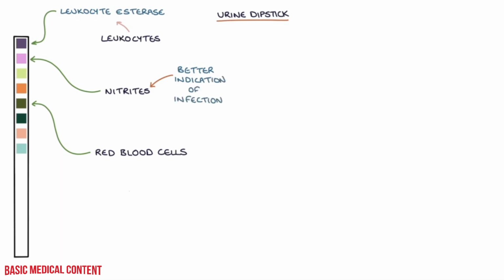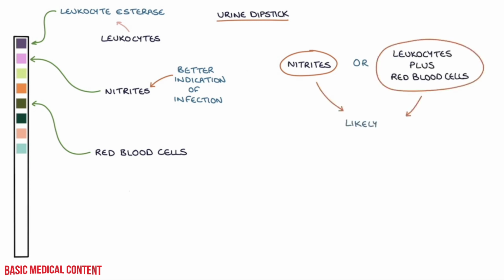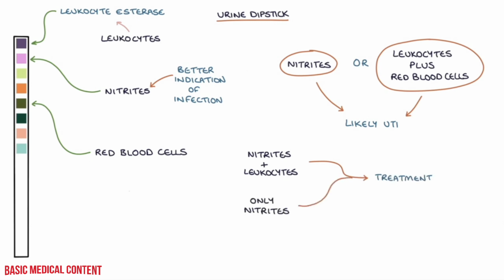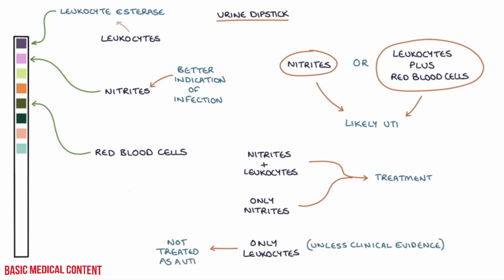The NICE clinical knowledge summaries from 2020 suggest that the presence of nitrites or leukocytes plus red blood cells indicate that the patient is likely to have a UTI. If both nitrites and leukocytes are present, the patient requires treatment for a UTI. If only nitrites are present, it's worth treating as a UTI. If only leukocytes are present, the patient should not be treated as a UTI unless there's clinical evidence that they have one.